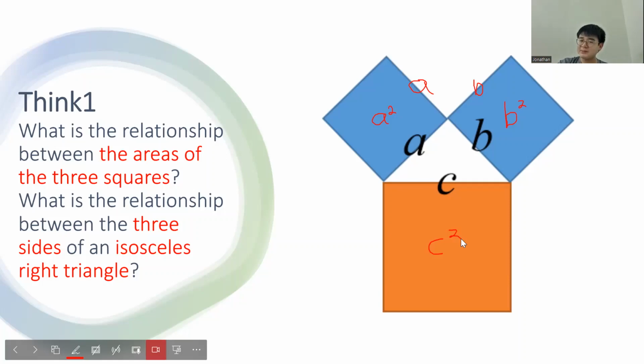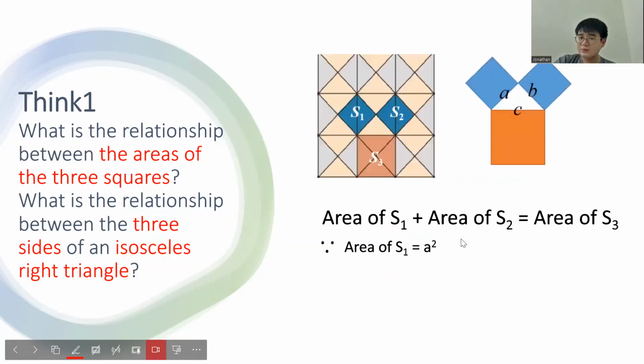So their relationship is basically the sum of the first square and the second square, which is A square plus B square, equals the area of the third square, which is C square. So we continue to look. Just now we have already related the first figure and the second figure. So just now you said area of square 1 plus area of square 2 equals area of square 3.